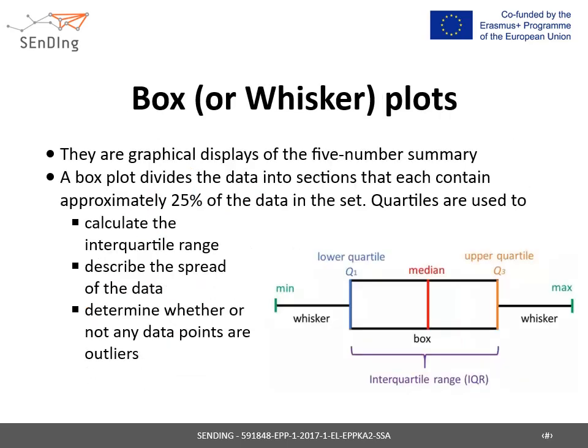The box plot, also called box and whisker plot, is the graphical display of the 5-number summary of a set of data. Box plots divide the data into sections that each contain approximately 25% of the data in the set. Thus box plots are useful as they provide a visual summary of the data, enabling researchers to quickly identify mean values, the dispersion of the dataset, and signs of skewness.